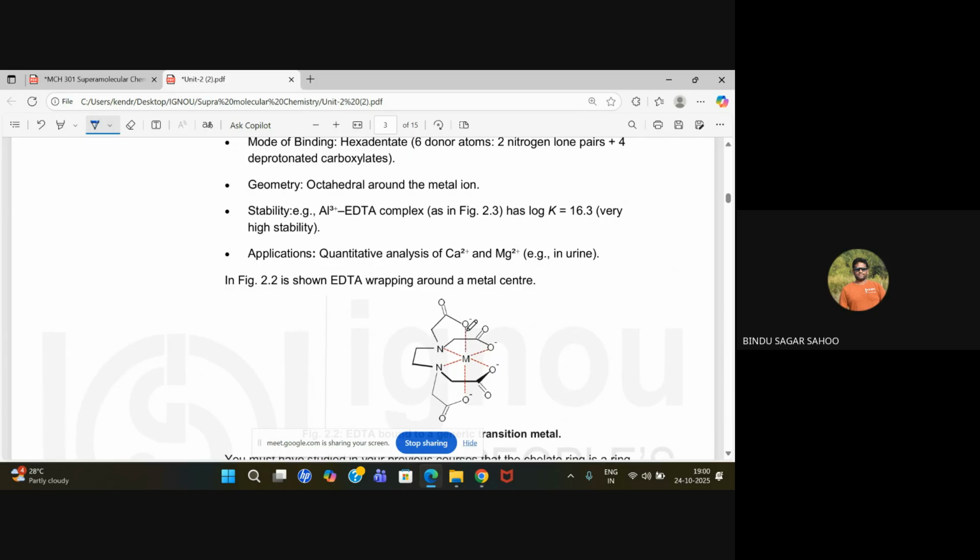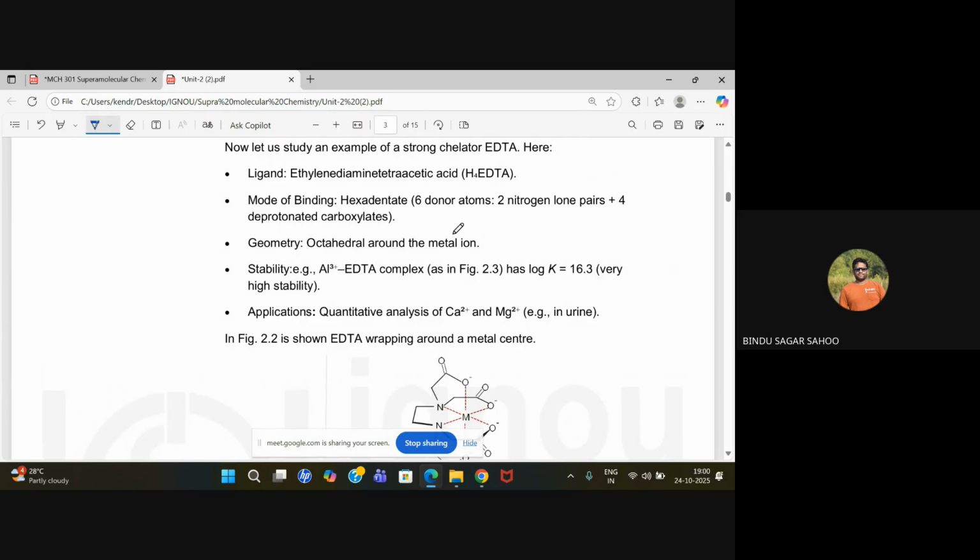You can see here, this is an O minus group. This is an oxygen donor, this is an oxygen donor, this is an oxygen donor, this is an oxygen donor, and these two are the nitrogen donors. So EDTA always has six donor atoms, and out of these six donor atoms, two are nitrogen donor atoms and four are oxygen donor atoms.